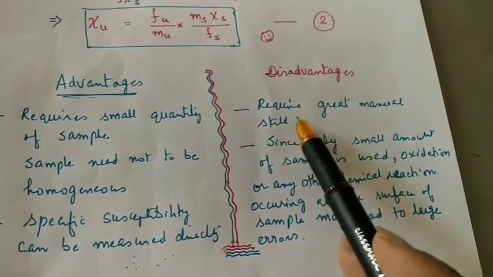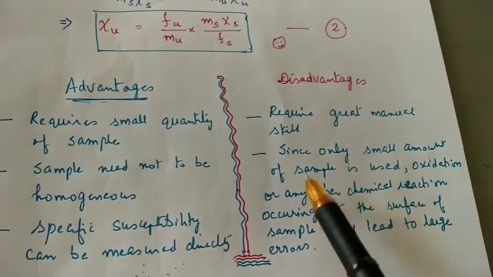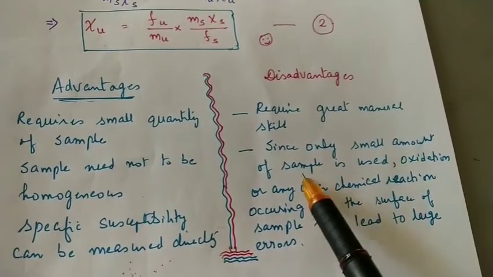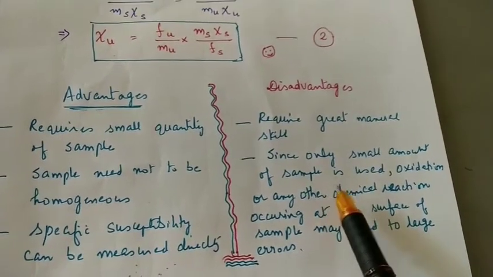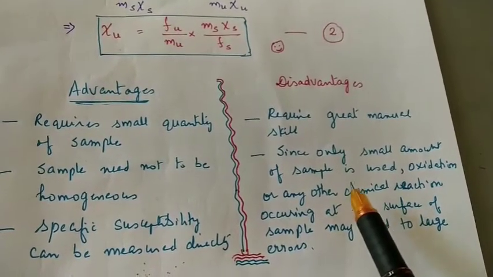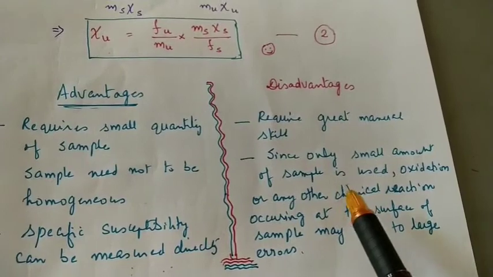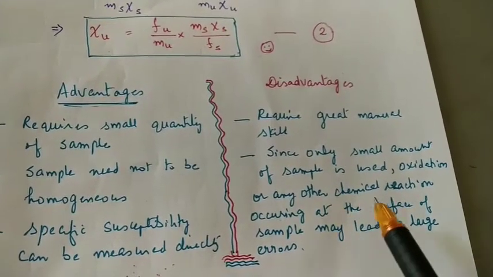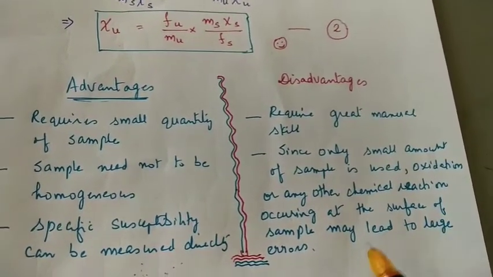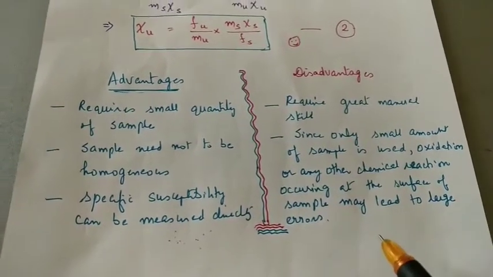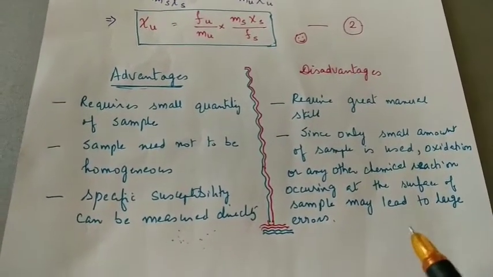The disadvantage is that operators require great manual skill, and since we use only a small amount of sample, it is beneficial on one hand, but it also has a limitation because of the small amount of sample. Oxidation or any other chemical reaction occurring at the surface of the sample may lead to large errors.